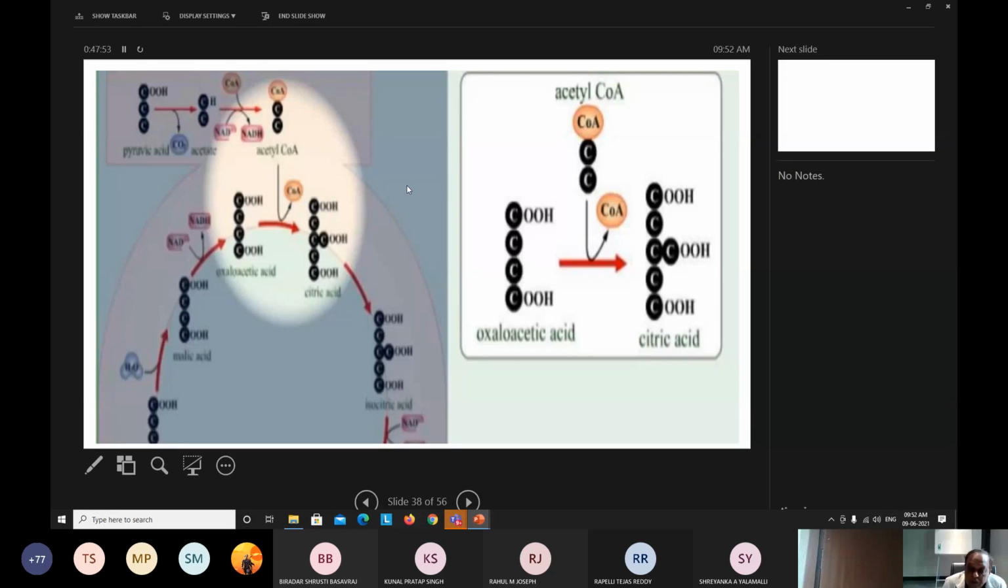These are occurring with the help of 3 enzymes. One is hexokinase or glucokinase. Second one is phosphofructokinase. Third one is pyruvate kinase. Apart from this, the regulation will be controlled by hormones like insulin and glucagon also.